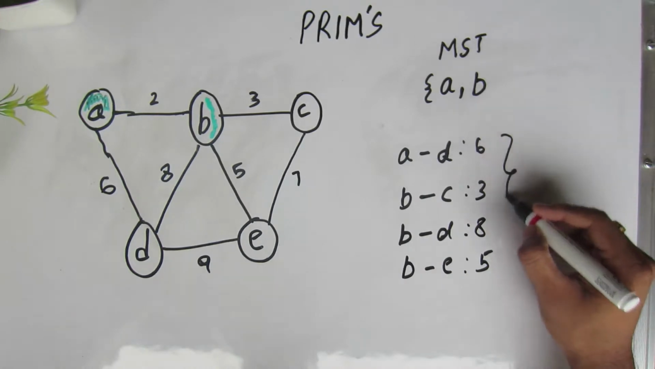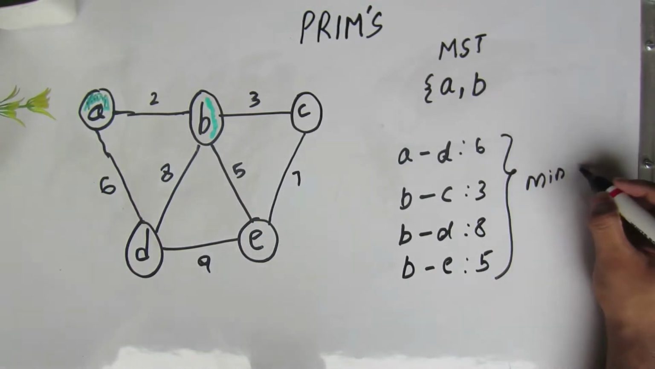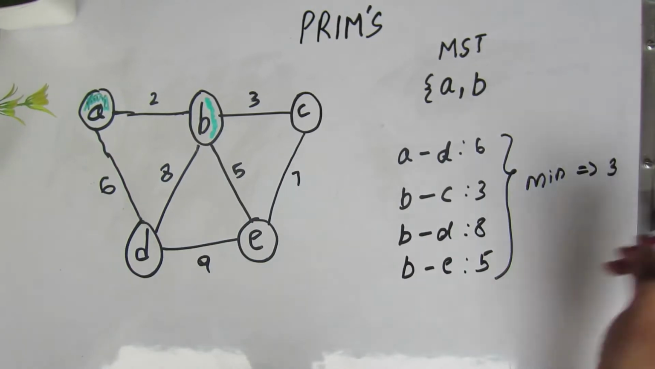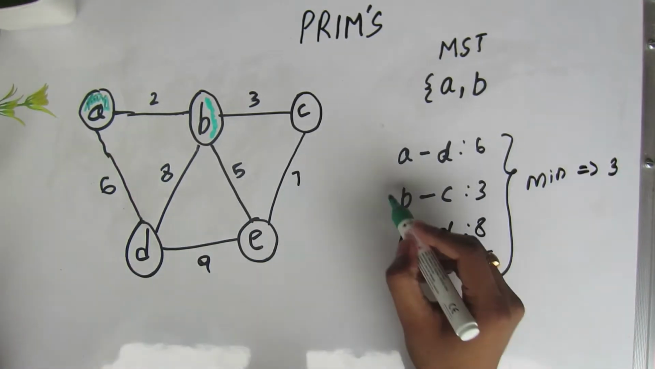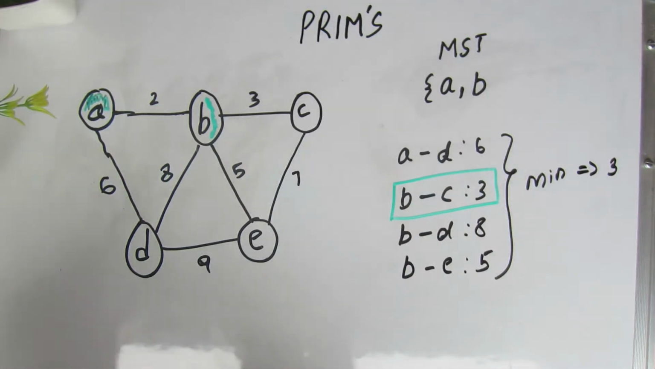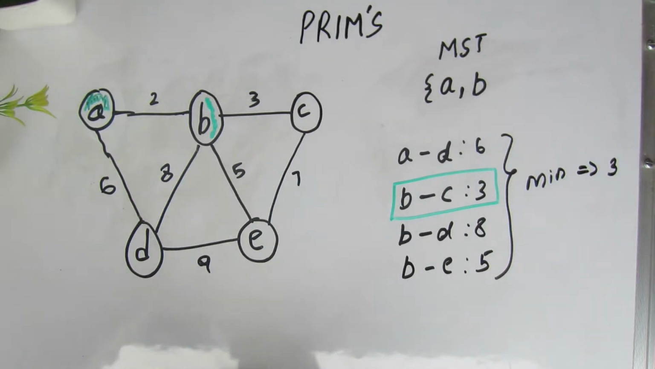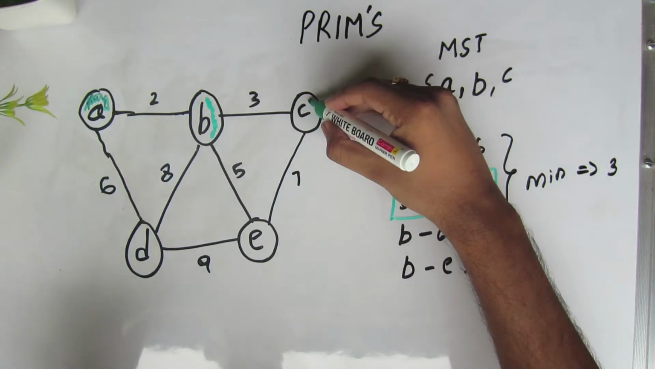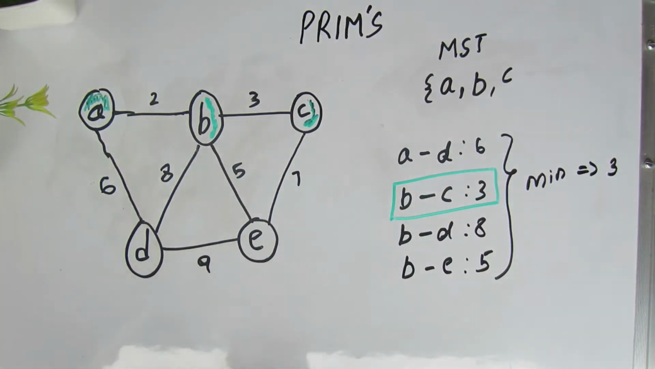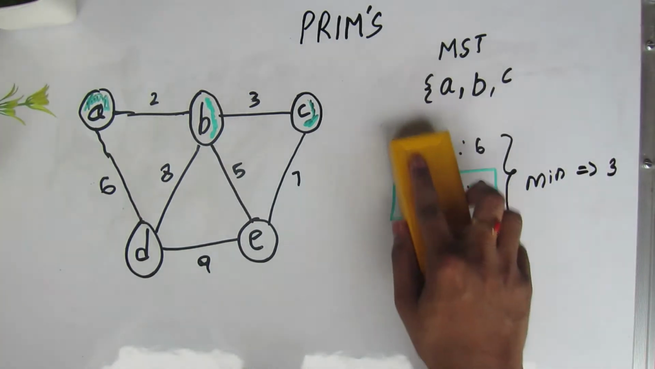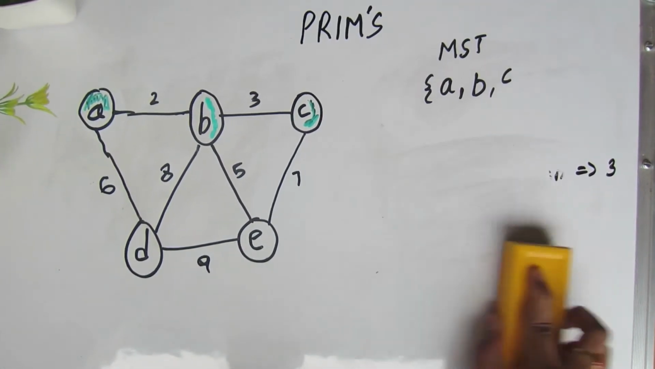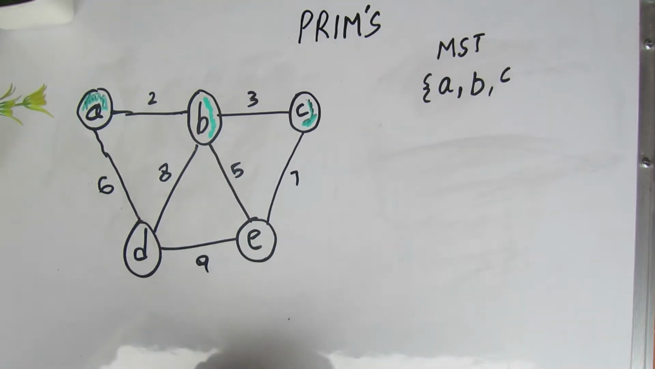Now we have to find the minimum of these. If we find the minimum, we have 3. So now we consider this edge for our next span. The vertex that is to be added is C. Let's add C to our global set MST, and color it green because it is already added. Let's wipe out all these adjacent ones. Now our candidate set has 3 elements, A, B and C.